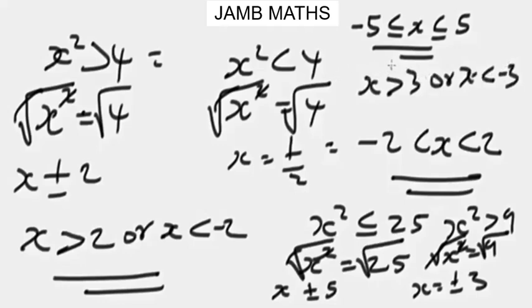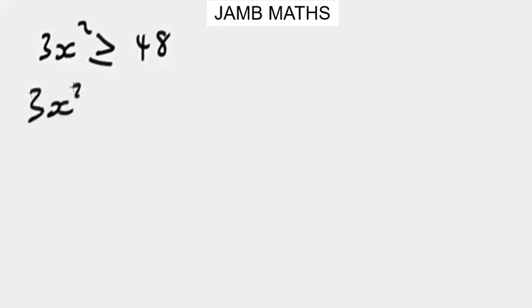Now let's wipe this and look at a further example. What if you are given 3x squared is greater than or equal to 48? Now to solve this, let me write this way: 3x squared equals 48. So use the equal to sign to simplify the expression to get your values of x before you then represent them using inequality convention. Okay, so let's divide both sides by 3.